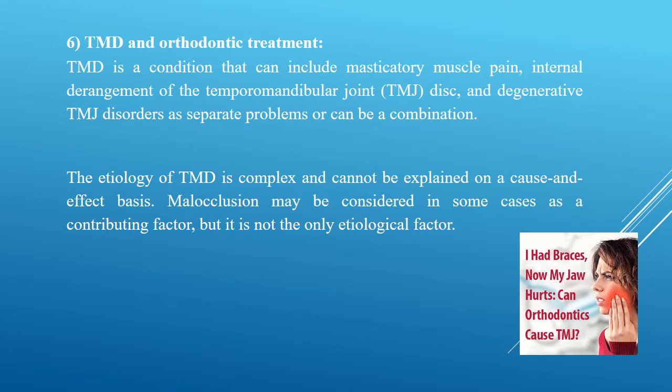Temporomandibular disorder is a condition that can include masticatory muscle pain, internal rearrangement of the temporomandibular joint disc, and degenerative TMJ disorders as separate problems, or it can be a combination. The etiology of temporomandibular disorder is complex and cannot be explained on a cause and effect basis. Malocclusion may be considered in some cases as a contributing factor, but it is not the only etiological factor. Orthodontic treatment during adolescence does not increase the risk for TM disorder. The orthodontic treatment should be postponed until the attack is controlled.